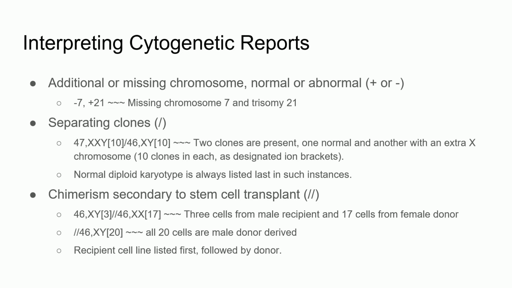In the case of post-transplant karyotypes, we use the double slash, with the recipient karyotype first, followed by the donor. In the first example, there are 3 male recipient cells present, with 17 donor female cells. The second example shows a complete transplant with all 20 cells showing a normal donor male karyotype.